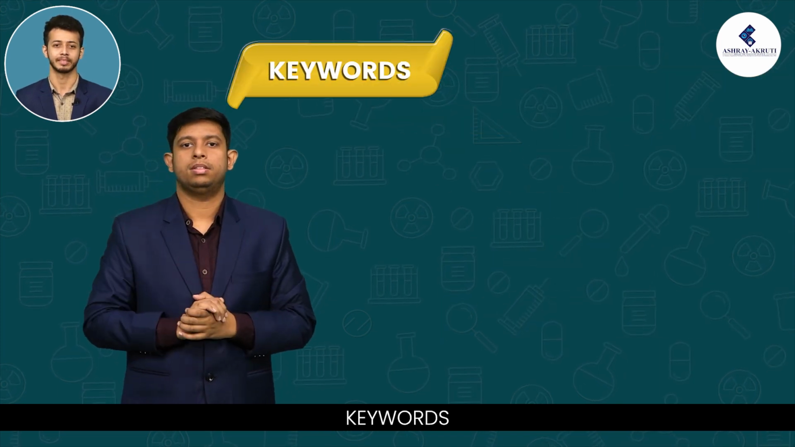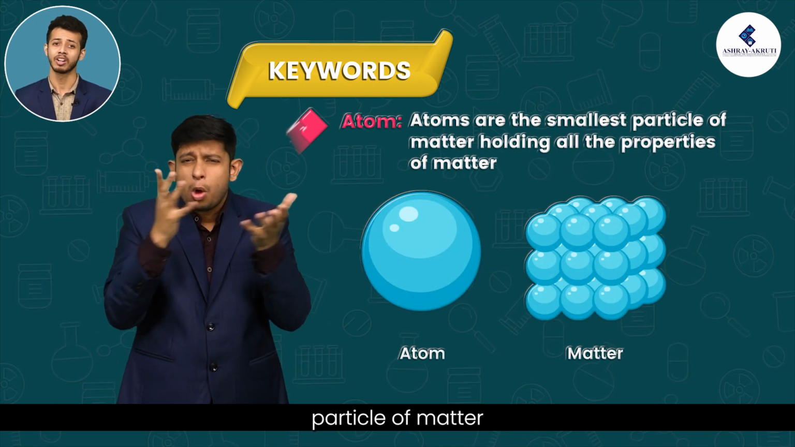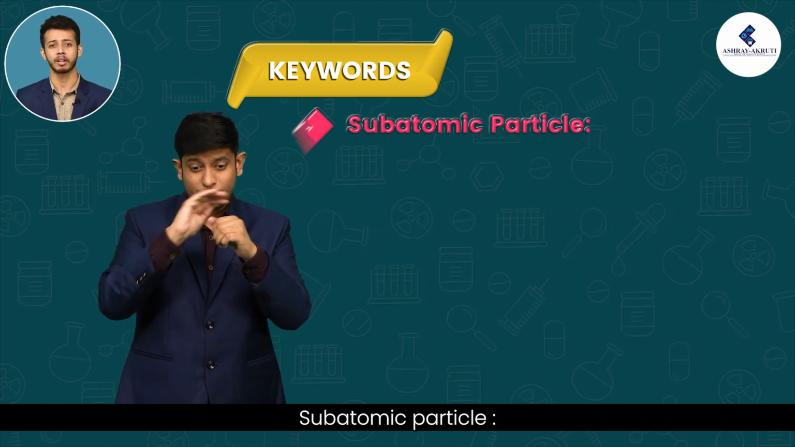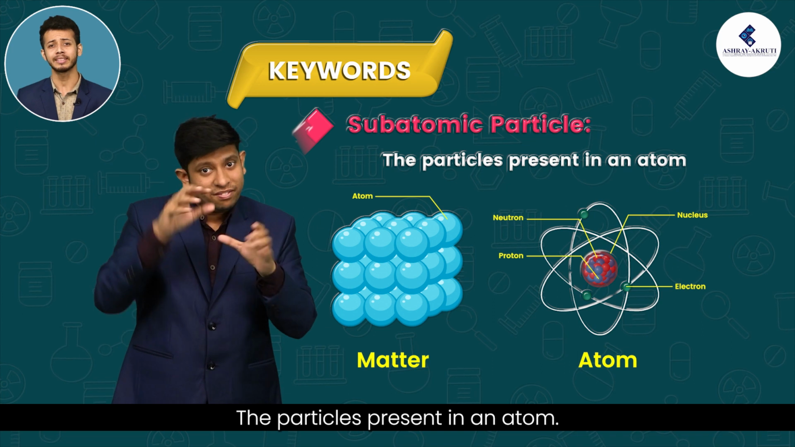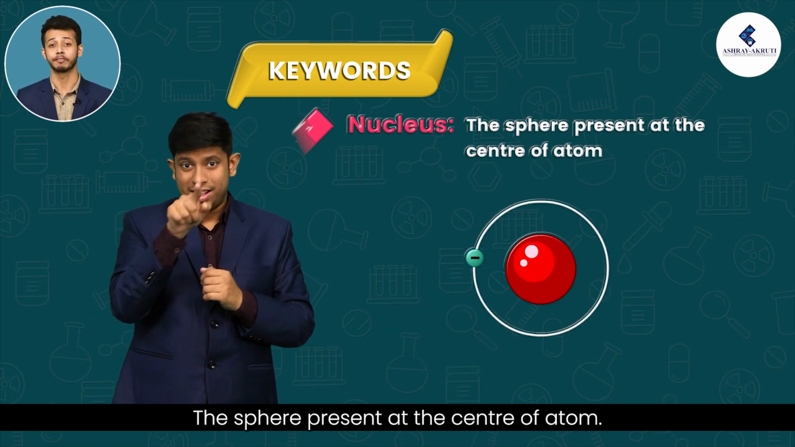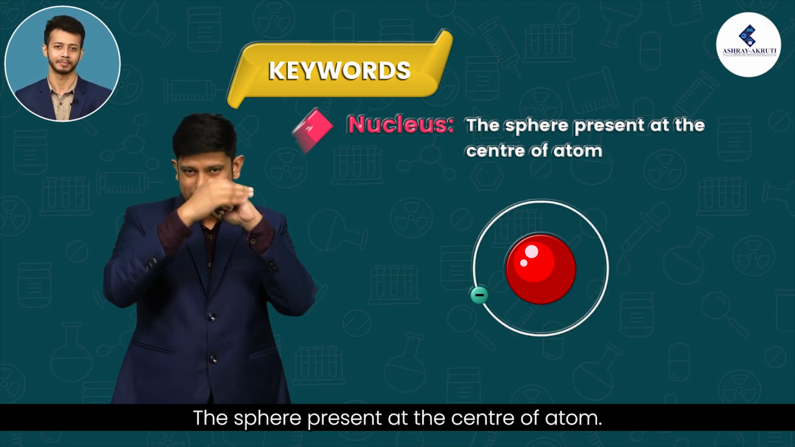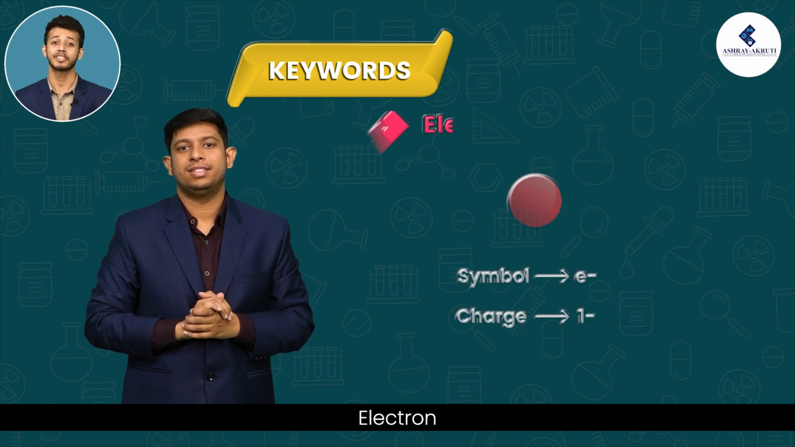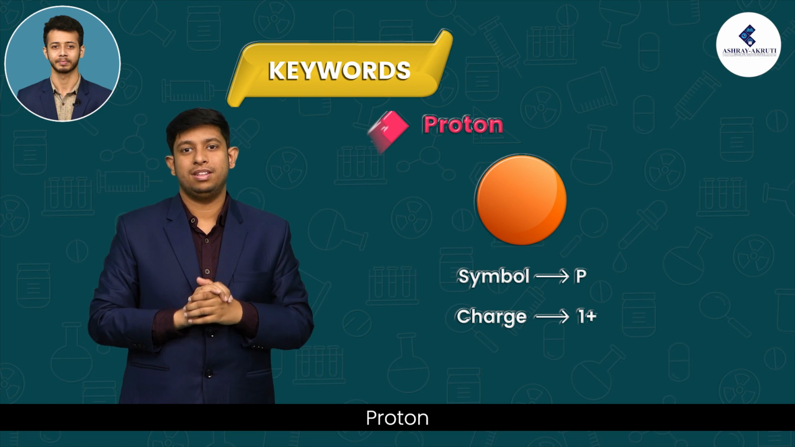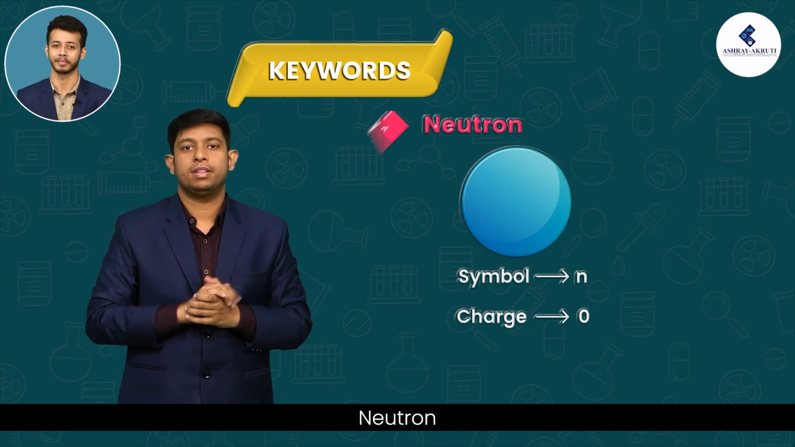Keywords. Atom: atoms are the smallest particles of matter holding all the properties of matter. Subatomic particle: the particles present in an atom. Nucleus: the sphere present at the center of the atom. Electron. Proton. Neutron.